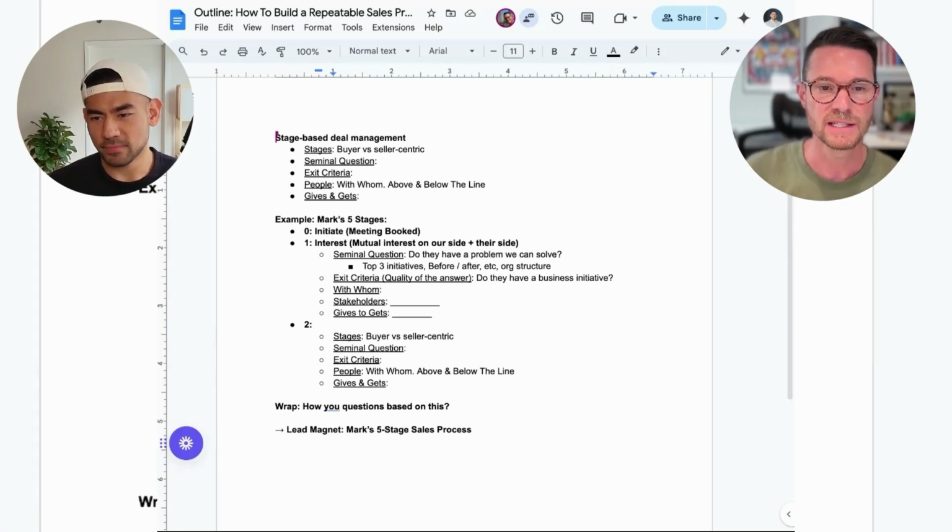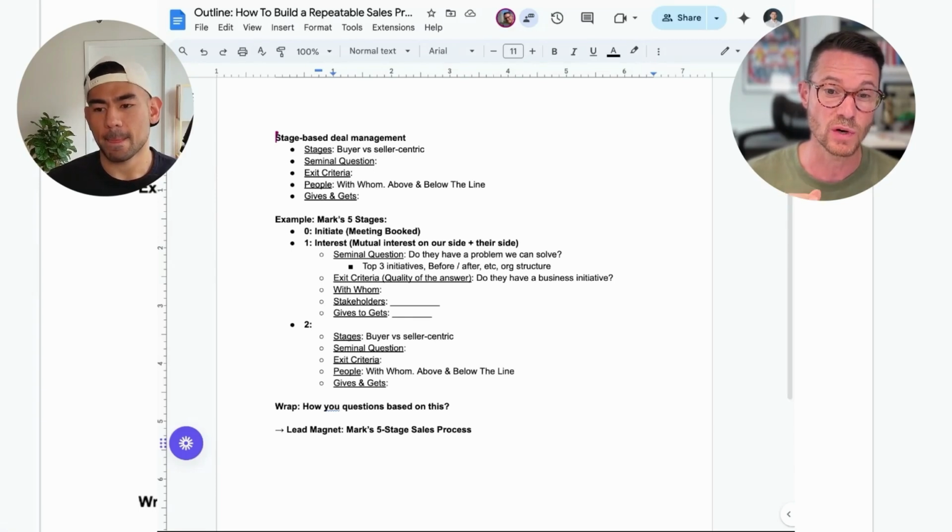We talked about stage-based deal management: what do I accomplish in this stage? What you accomplish in this stage are the exit criteria. Those are the required things that a buyer needs in order to move forward.